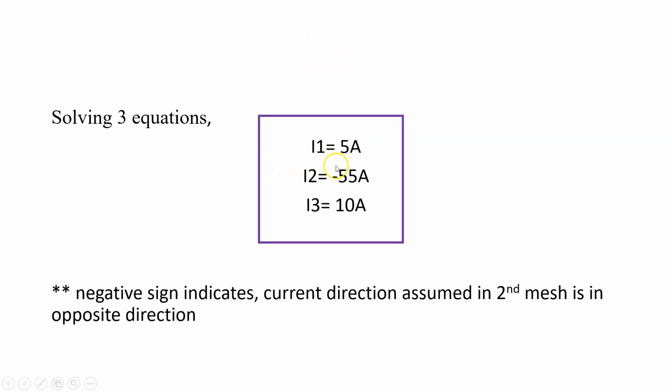So solving all these three equations, finally 5 ampere, minus 55 ampere and 10 ampere. The question was to find the unknown currents, so all the three currents we have to find out. By applying KVL for each mesh, we obtained three equations, and by Cramer's rule, we have got the value for the unknown currents.